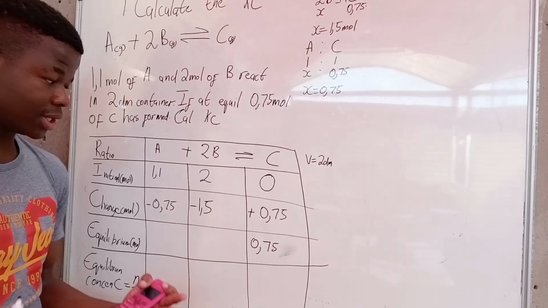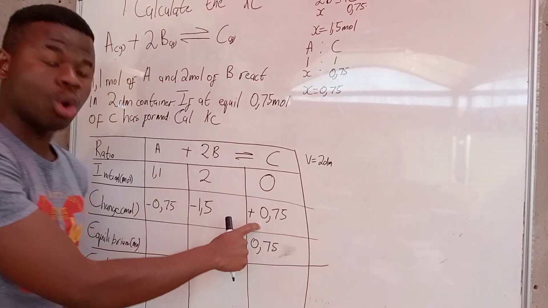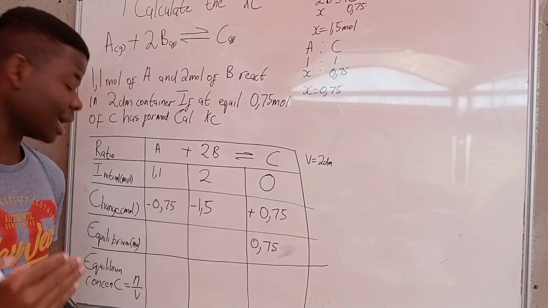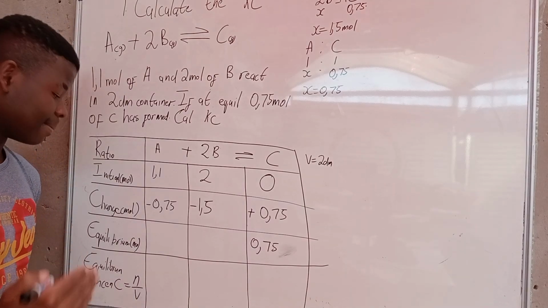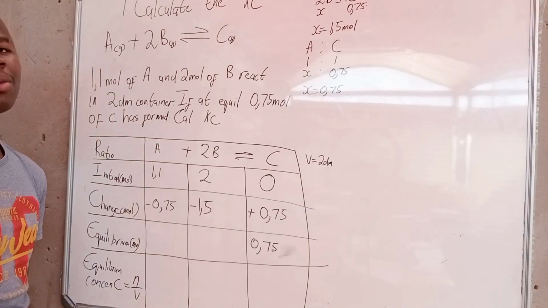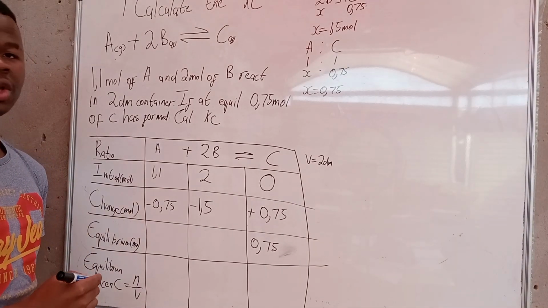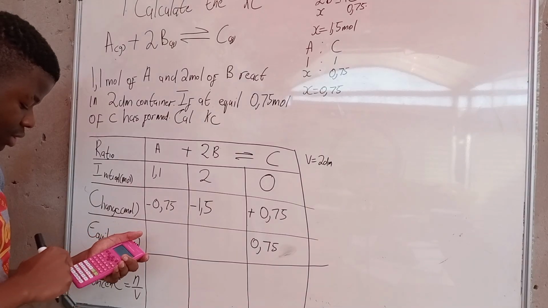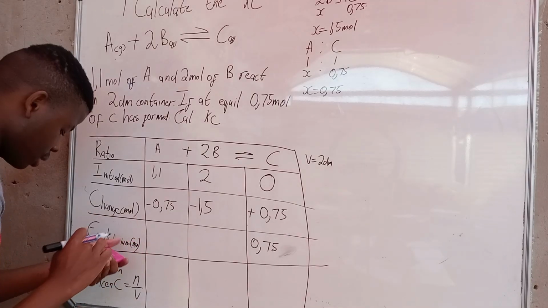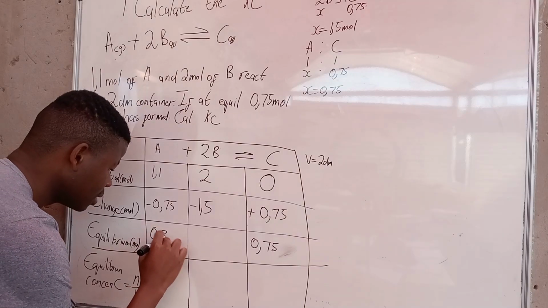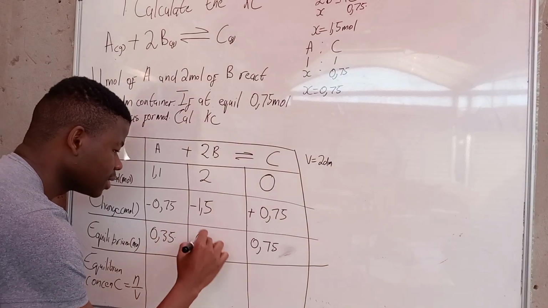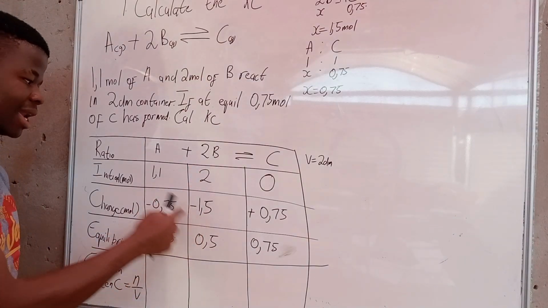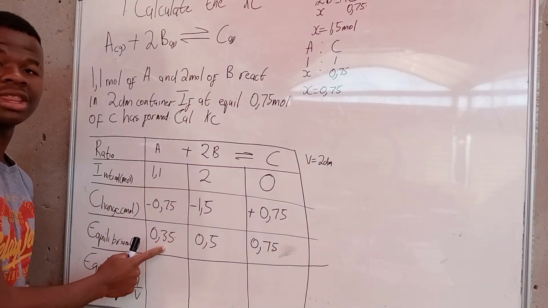Okay, guys, listen to this. This is the only column in chemical equilibrium that you can change. The other ones, unfortunately, you cannot change. So we're going to say 1.1 minus 0.75. Then you get 0.35. Then here you get 0.5. Sharp. So here you're going to minus, then to get this.